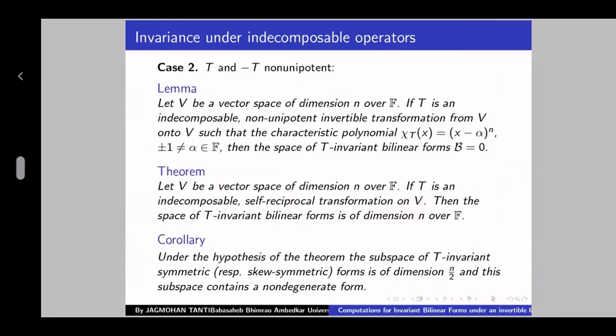The characteristic polynomial x minus alpha to the power n is there with multiplicity n, and alpha is different from plus minus 1. As this is an invertible transformation from V onto V, indecomposable and non-unipotent, here we have shown that the space of T-invariant bilinear forms is 0 in this case.